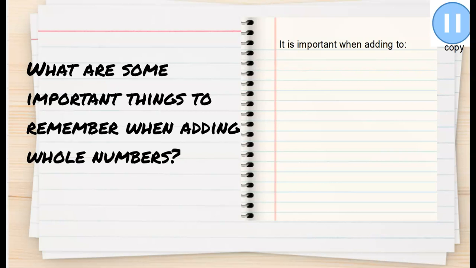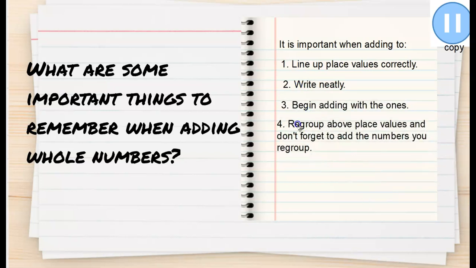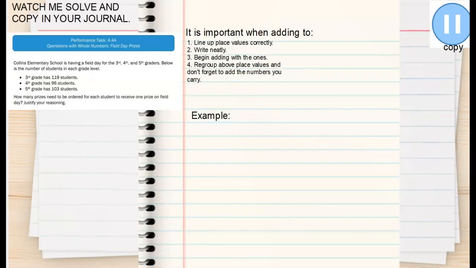Okay, before we begin adding, I would like to remind you of some important things to remember when adding. Number 1, line up place values correctly. Number 2, write neatly. Number 3, begin adding with the ones place. And number 4, regroup above place values, and don't forget to add the numbers you regroup. Pause the video to copy those ideas in your journal now.